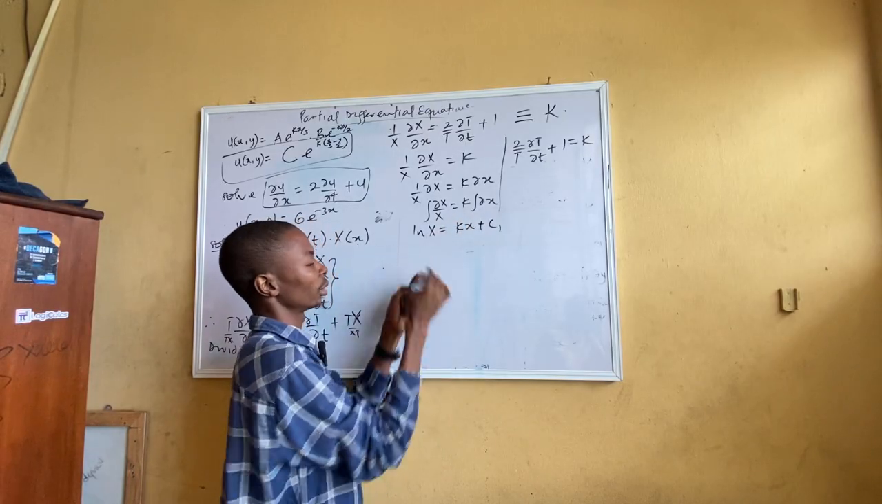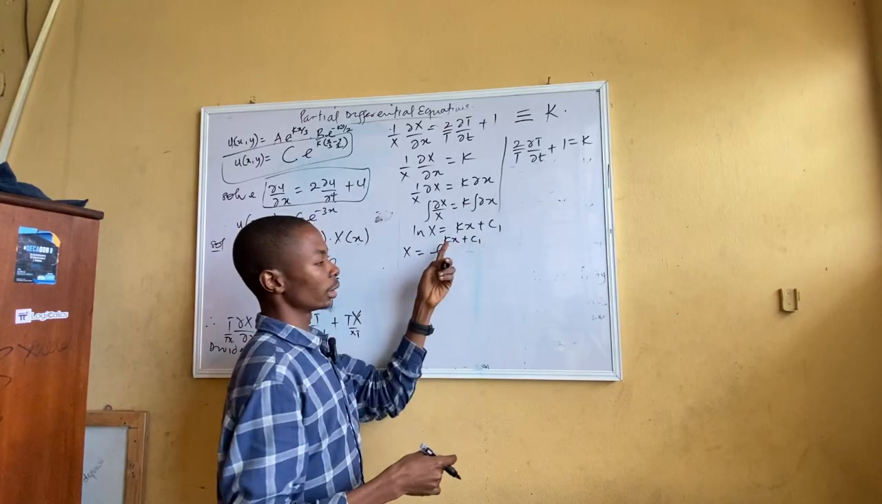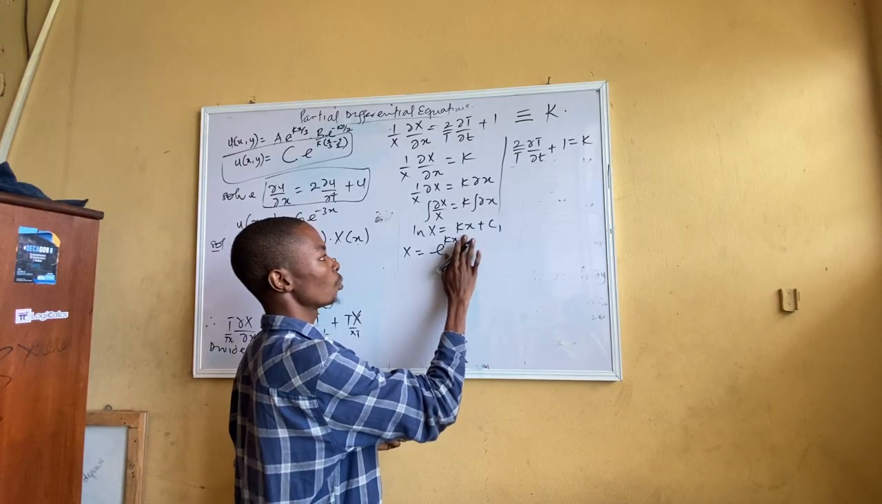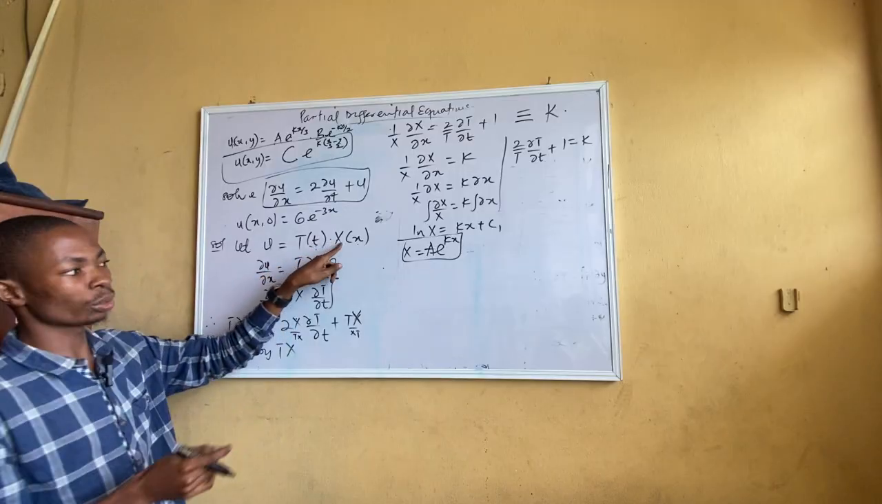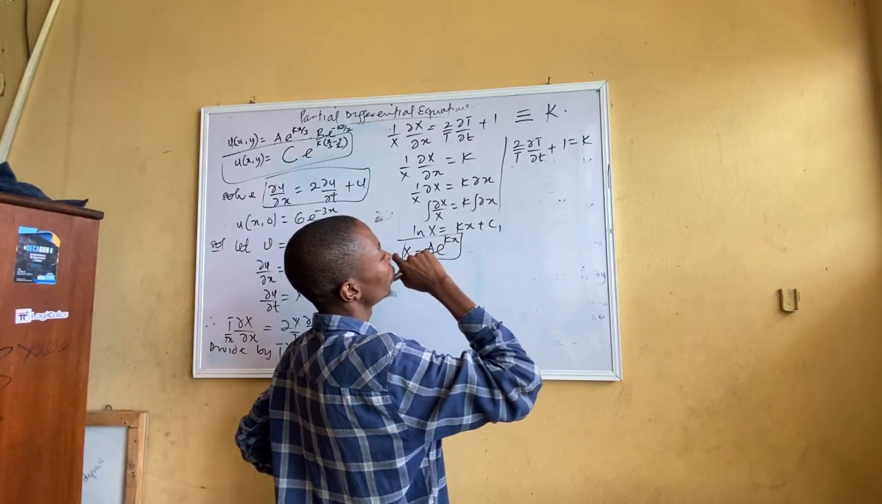Make X the subject. So X equals e raised to the power kx plus c1, right? So e raised to the power kx is there, and e raised to the power c1 is a constant. You can change this e raised to the power c1 to, like, A. So this is the solution for this X of x. Now let's move to this one. How do we solve this?